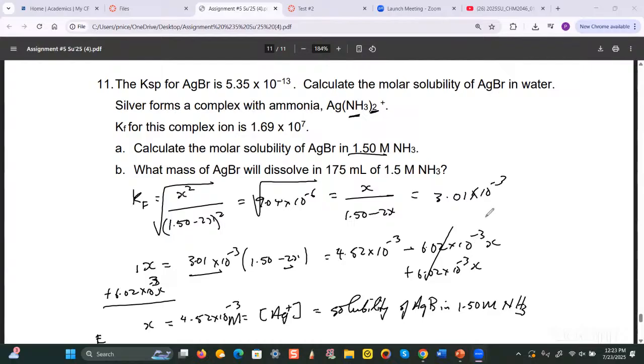Okay, so what we have done now is answered the B part. So now we need to do the C part. And the C part is asking what mass of silver bromide will dissolve in 175 mL of the 1.5 M ammonia. So to answer that, we have to, of course, recognize that the solubility is what we just calculated here. Let me erase down here.